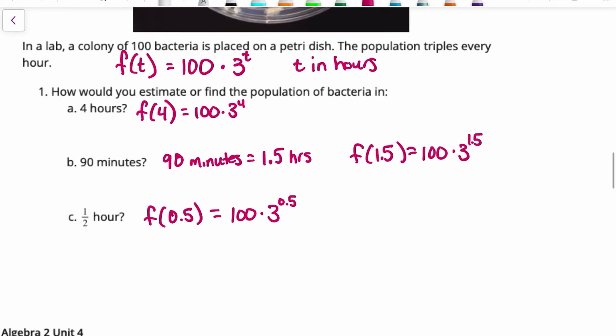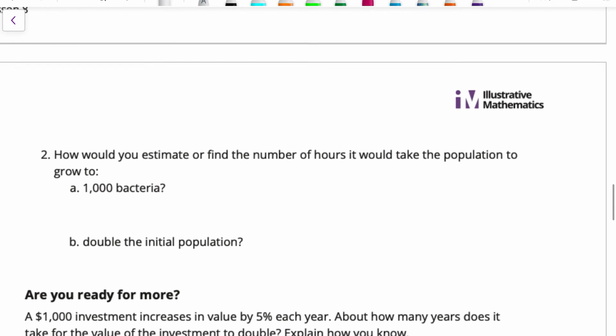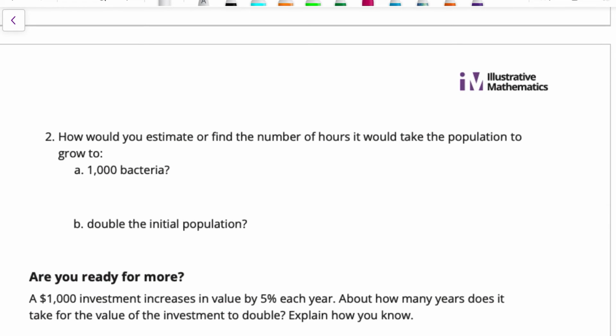All right, so let's take a look at part 2. How would you estimate or find the number of hours it would take the population to grow to 1,000? So in this case, we're not plugging in 1,000. 1,000 is our f of t. So that equals 100 times 3 to some t value. So we could divide both sides by 100, and we get 10, right? Divide both sides by 100. And so we get 10 equals 3 to the t.